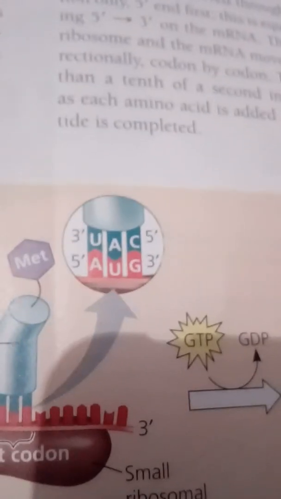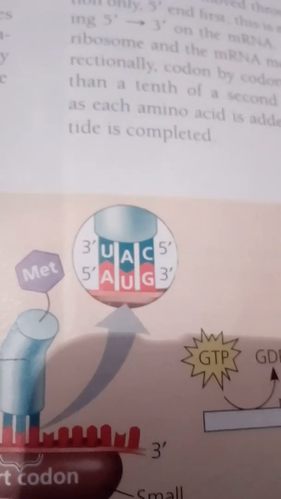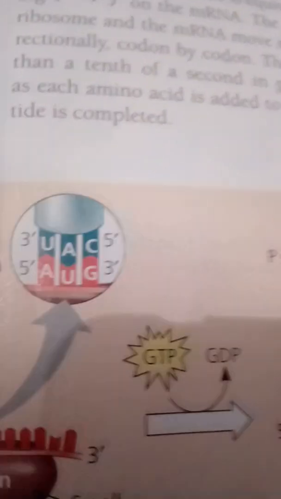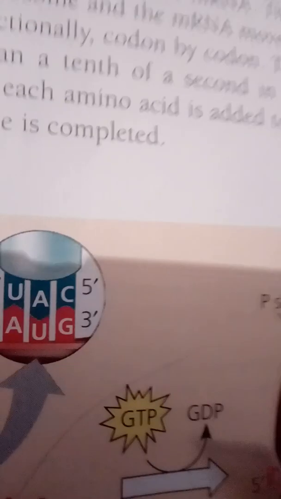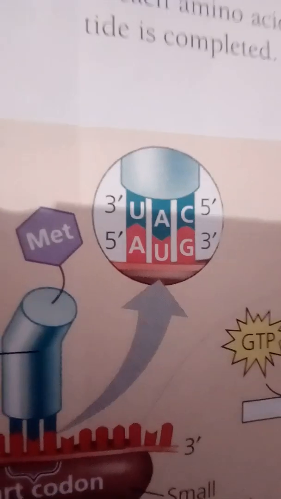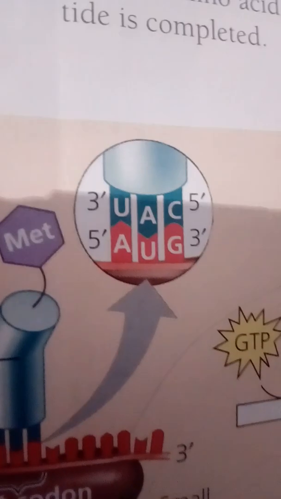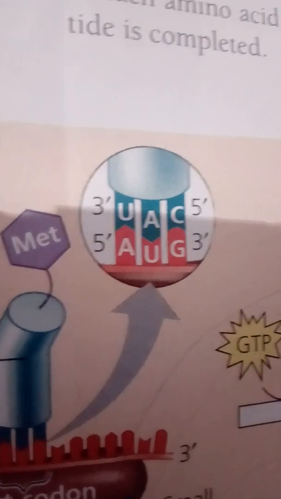The union of mRNA, initiator tRNA, and a small ribosomal subunit is followed by the attachment of a large ribosomal subunit, completing the translation initiation complex. Proteins called initiation factors are required to bring all these components together. The cell also spends energy in the form of a GTP molecule to form the initiation complex at the completion of the initiation process.